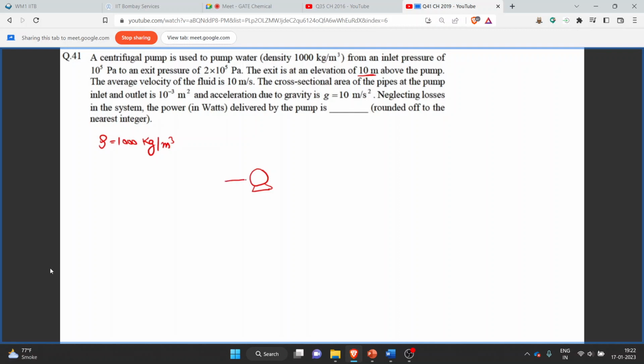So if this is our suction of the pump over here, let's just call it as 1. At 1, the pressure is 10 raised to 5 Pascal, and the exit is 10 meter above the suction. So if this is the exit, then this will be 10 meter. Let's just call it a second point, and at second point the pressure is 2 into 10 raised to 5 Pascal.